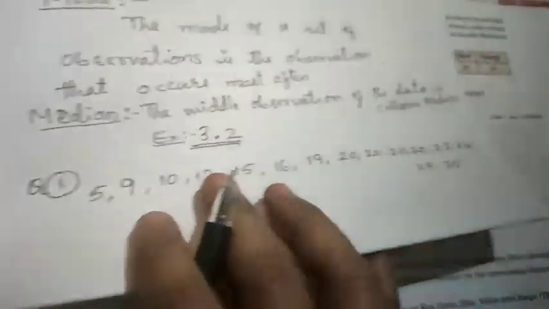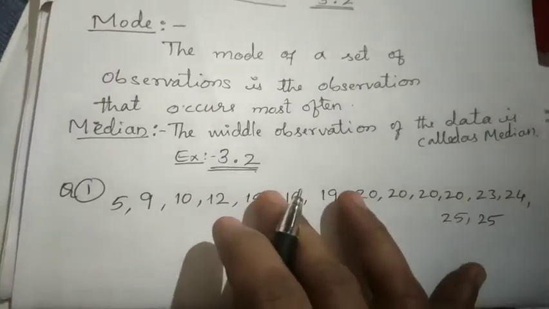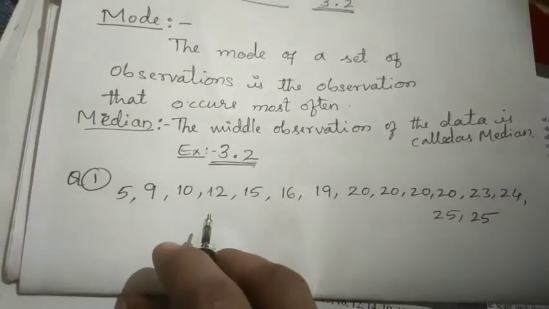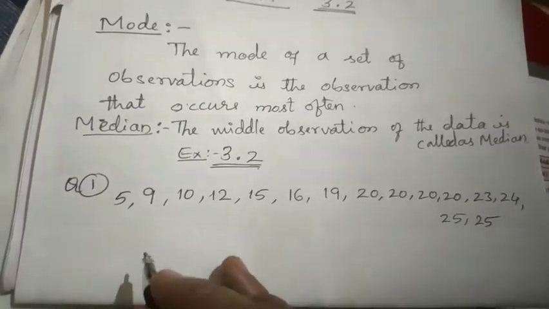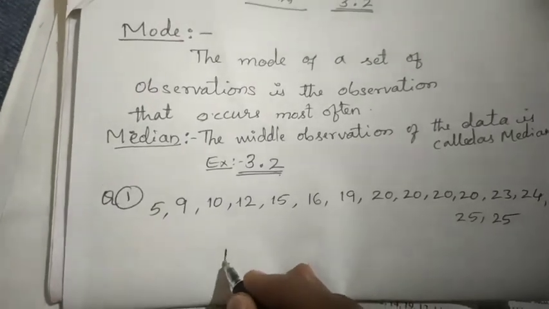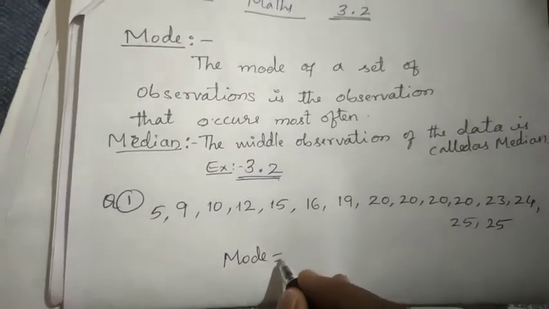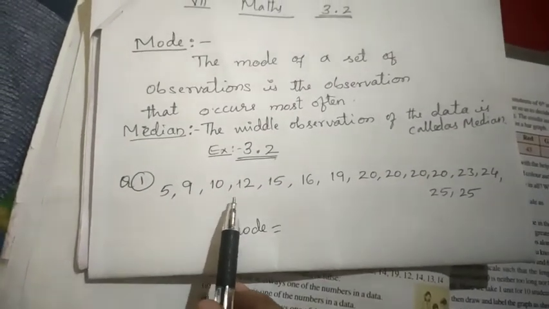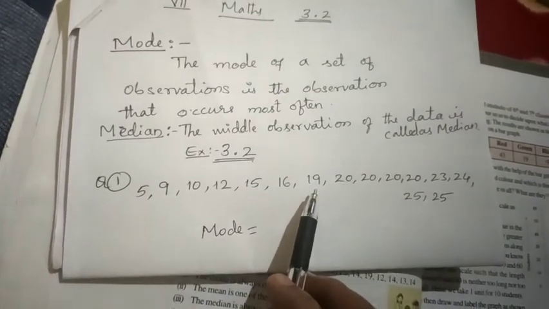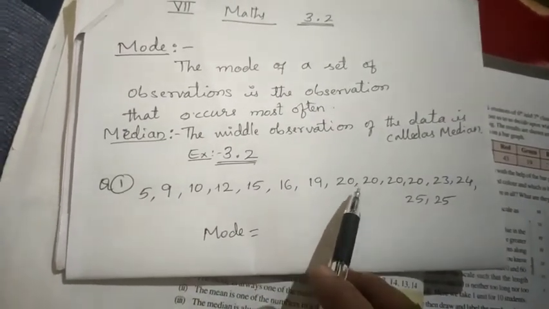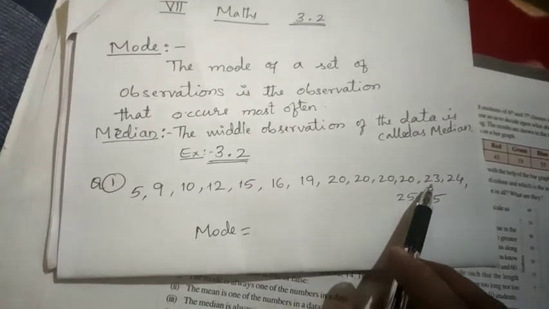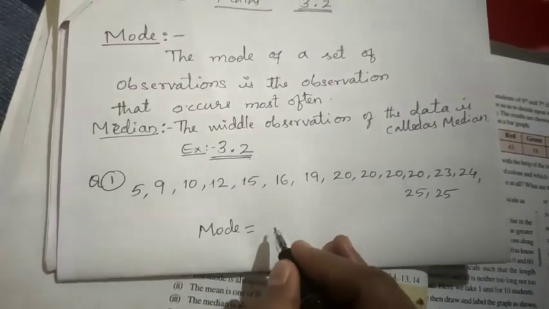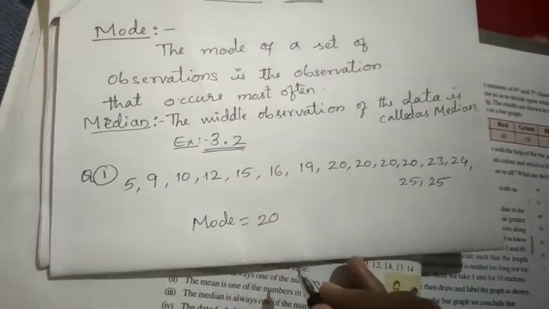Mode is what, children? Mode is the observation which occurred most often, which observation is repeated the most number of times, that is the mode. If you observe the given set of observations, which data is repeated more number of times? 5, 9, 10, 12, 15, 16, 19, these all occurred only once. 20 occurred 4 times, 23 once, 24 once, 25 2 times. Which is repeated more times? 20. So the mode of this given set of observations is 20.